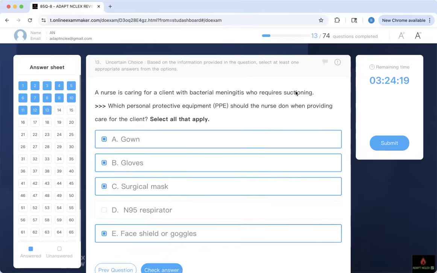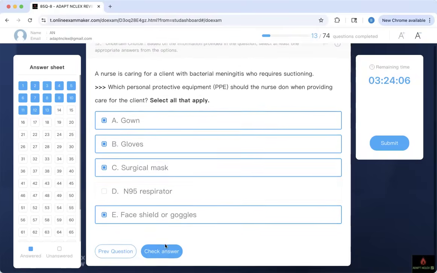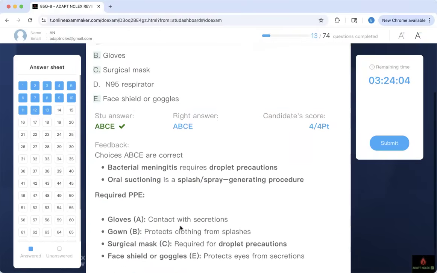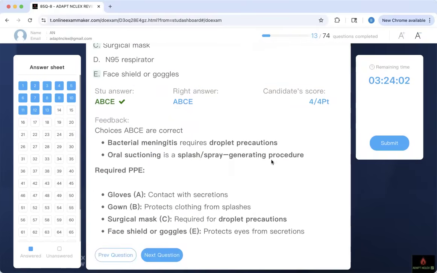So you see this question somewhere, you memorize the answer and you pick it. But then NCLEX puts suctioning there. Now it is a new question. You put the same answer choice there, wrong answer. So pay attention to the buzzword. And that's what I explained here. Bacterial meningitis requires droplet precaution, but with suctioning there is a splash and a spread. Therefore, it generates a procedure that will need contact precaution. Right here.